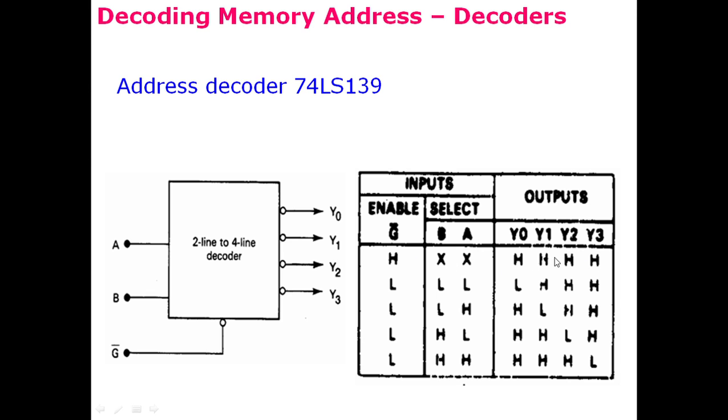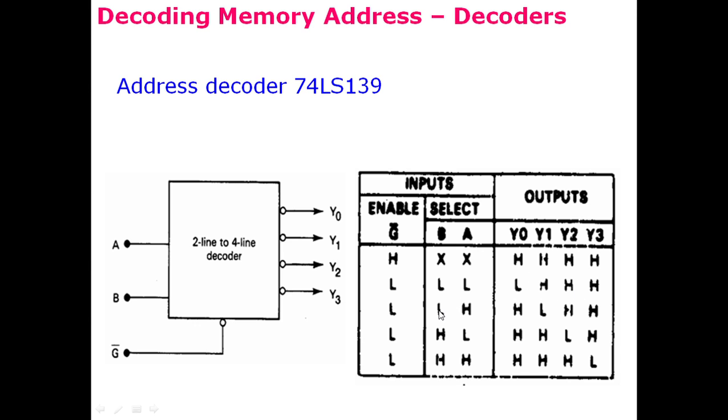That means they are logic 1. So Y0 till Y3 are logic 1. And when the G input, which is the enable input, is low, this chip is selected. When the select lines are low, the first output, which is Y0, is low, and the rest of the 3 outputs are high, logic 1.